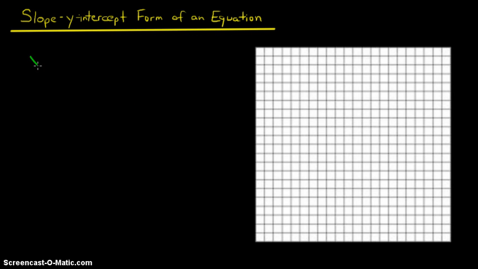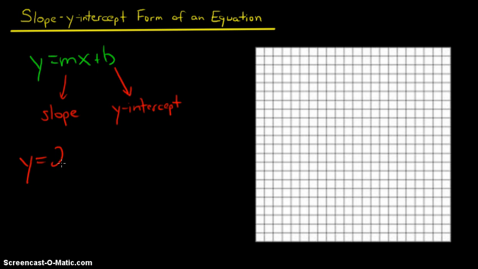So slope y-intercept form of an equation looks like this: y equals mx plus b. And it always looks like that. It's just one way of writing a relation, but it tells me very specific things about that relation. M tells me the slope, if that relation is graphed, and b tells me the y-intercept. So really, slope y-intercept form of a relation tells me something about that relation when it's graphed. So let's look at an example. Let's say I have y equals 2x minus 3. So let's make a quick graph here.